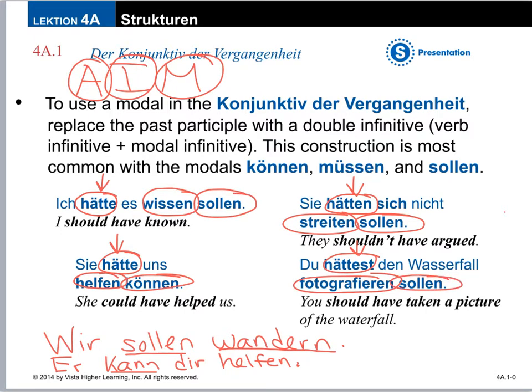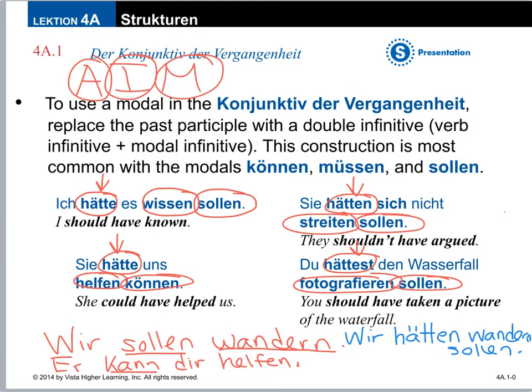So if I wanted to change the sentences that I have below here to be in the subjunctive, wir sollen wandern, because we're using a modal verb, we have to use a form of hätten. So wir hätten, and then the next verb will be the infinitive. So wandern, and then at the very end you have your modal, sollen. Wir hätten wandern sollen. We should have hiked.